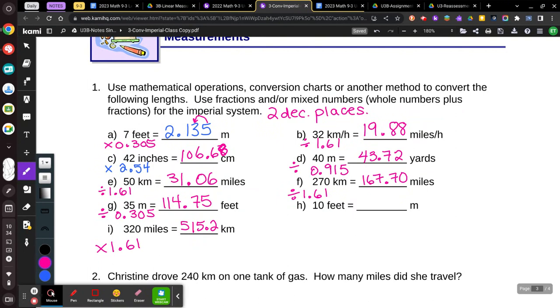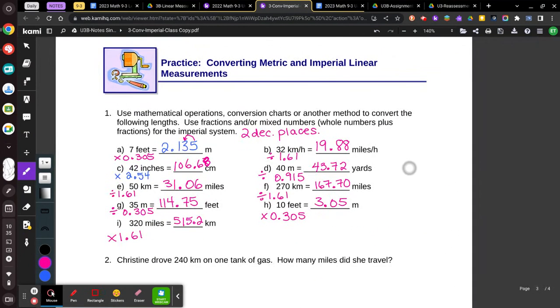Now we want feet to meters. Feet to meters, I am timesing by 0.305. And that's going to give me 3.05 meters. All right, that's the basic conversions. Now we're going to do a couple problem solving questions, and then we're going to get into just basic area and perimeter of objects. That's the next section. We're going to finish this lesson first.